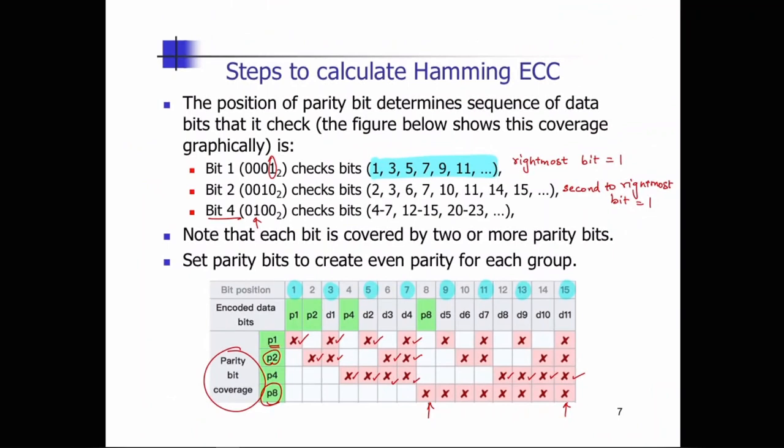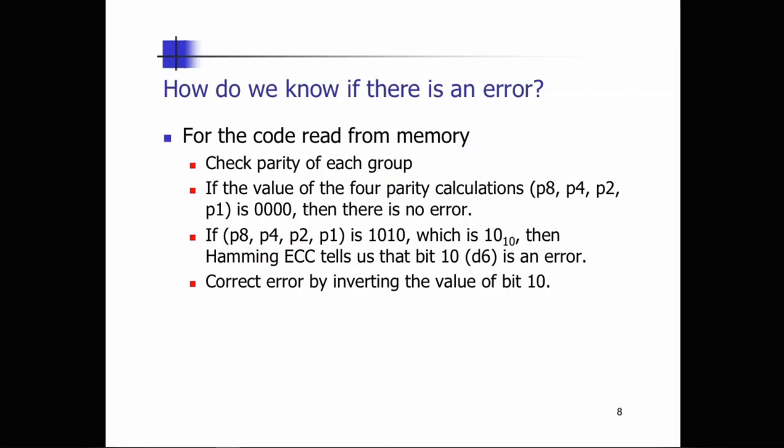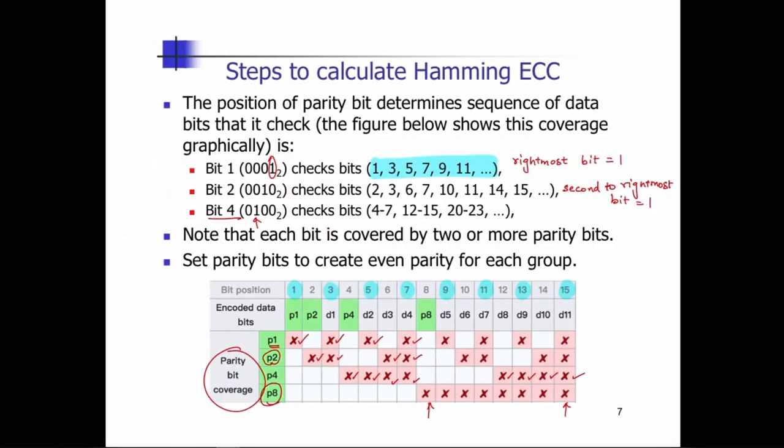Okay, so let's move ahead and see how do we know if there is an error. So if we do all of that, how do we actually go through this process and find out if there is an error or not? Well, we know what the code word is going to be. If I go back over here, I know those 15 bits, that is going to be my code word. That is what I am going to write to memory, and whatever I write to memory is going to include two things. Data is going to be 11 bits of data if I'm using all 15 locations, and for parity I have 4.